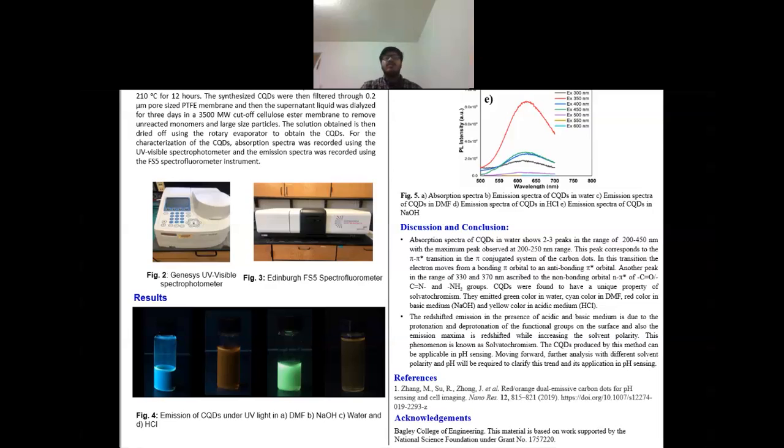In the future, further analysis with different solvent polarity and pH will be required to clarify this trend and its application in pH sensing. This brings to the end of my presentation.